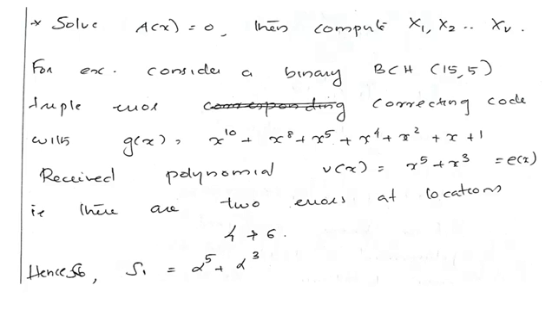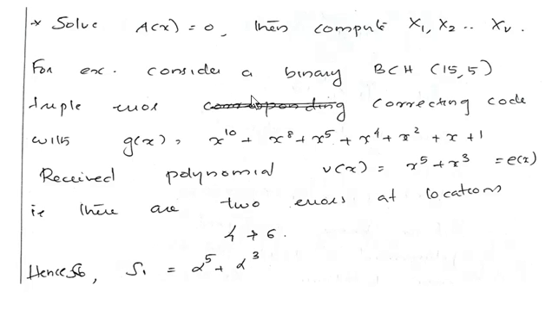After getting the coefficients of A of x, we can solve A of x equal to 0. Then we can find x1, x2, x3, that is the error location. So after finding the error polynomial, we can find the error location by factorizing that polynomial.